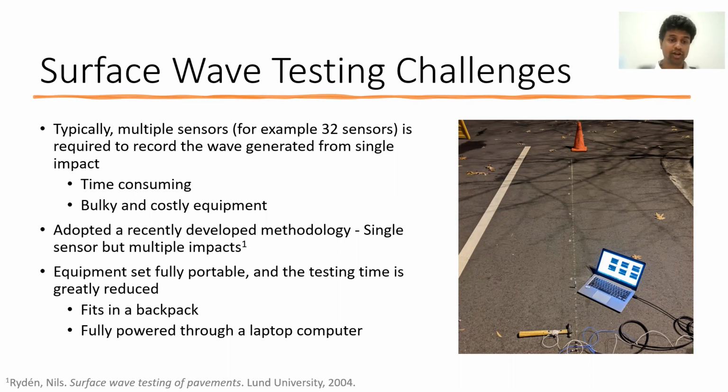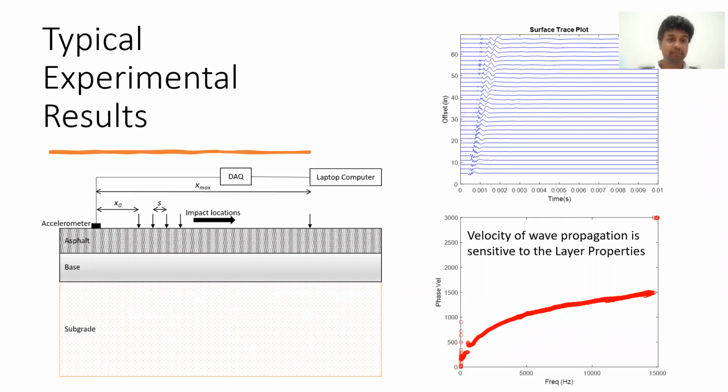So in order to establish this, we've assembled a set of equipment that fits inside a backpack and is fully powered through a laptop computer without any external power requirement. This equipment set is fully portable and significantly reduces the time required for testing. A typical pavement structure consists of an asphalt layer and multiple other deeper layers. The sensor is installed on top of the asphalt layer, and multiple impacts at increasing distance from the accelerometer are imparted to the top asphalt layer, and the signals are recorded at the accelerometer.